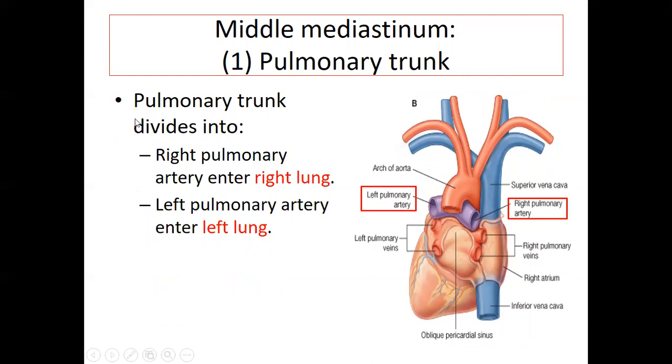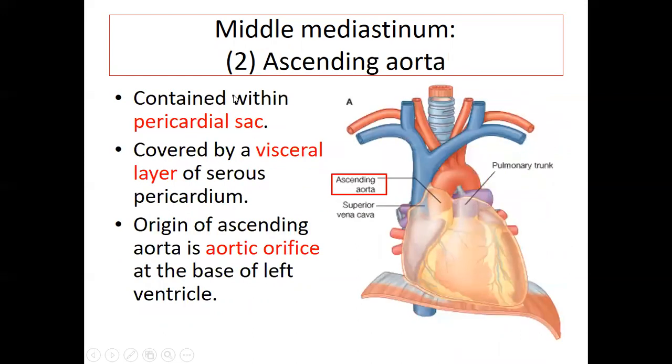The pulmonary trunk is divided into the right pulmonary artery and the left pulmonary artery. The right pulmonary artery will enter into the right lung, and the left pulmonary artery will enter into the left lung. The second structure present in the middle mediastinum is the ascending aorta.